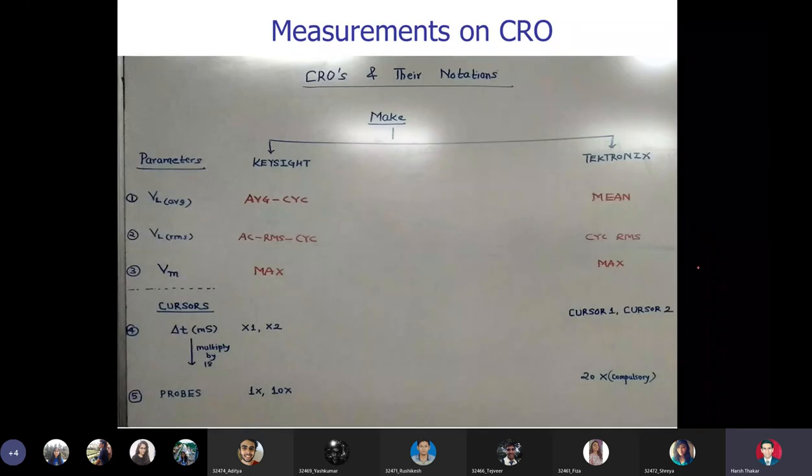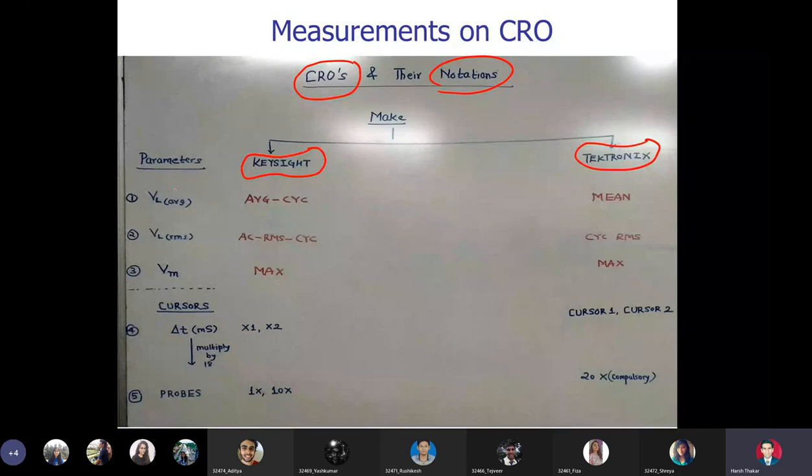Yeah, so some of the slides which I am going to flash are not relevant now, because they are supposed to be referred by the student after the semester is over and before exams come. So basically this was something which I wrote on the whiteboard in the lab last year. It is called CROs and their notations, because we have two different makes, Keysight and Tektronix.